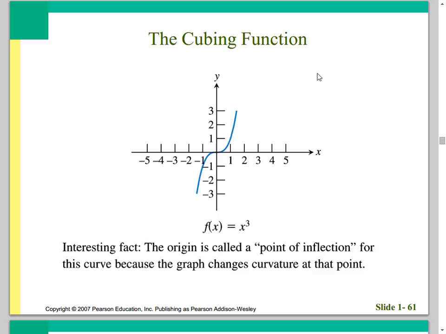Prior to the origin, it's curving clockwise. After the origin, it is curving counterclockwise. The point of inflection is when that change occurs, and that has to do with concavity. So in the real world, what we try to do is, if we see parabolic data, we would try to fit it to some sort of squaring function.